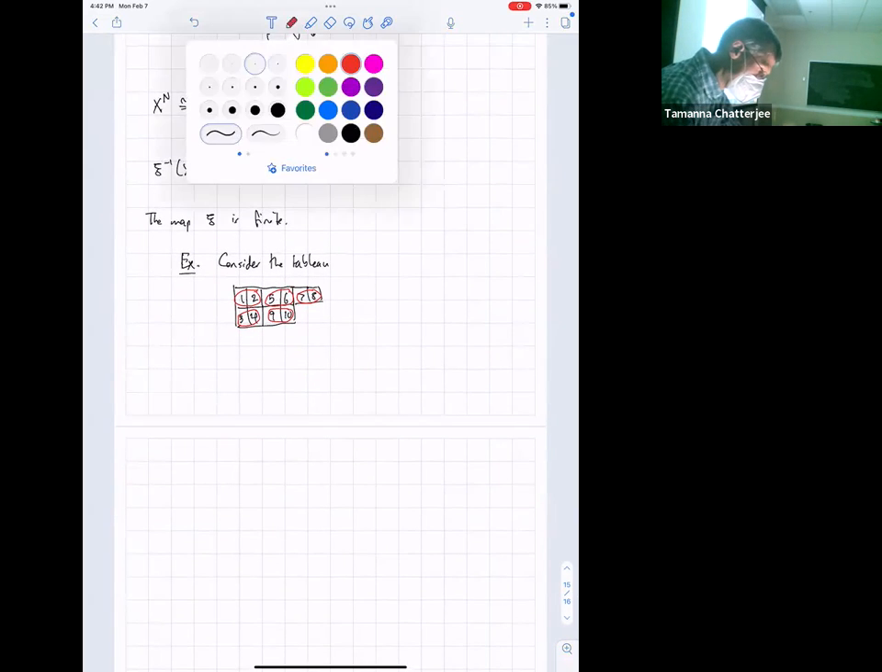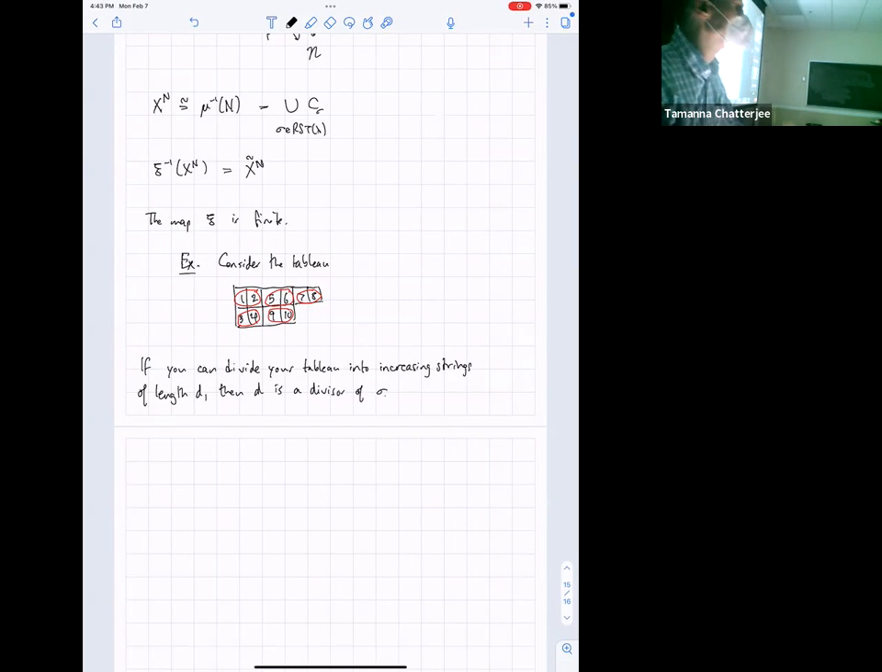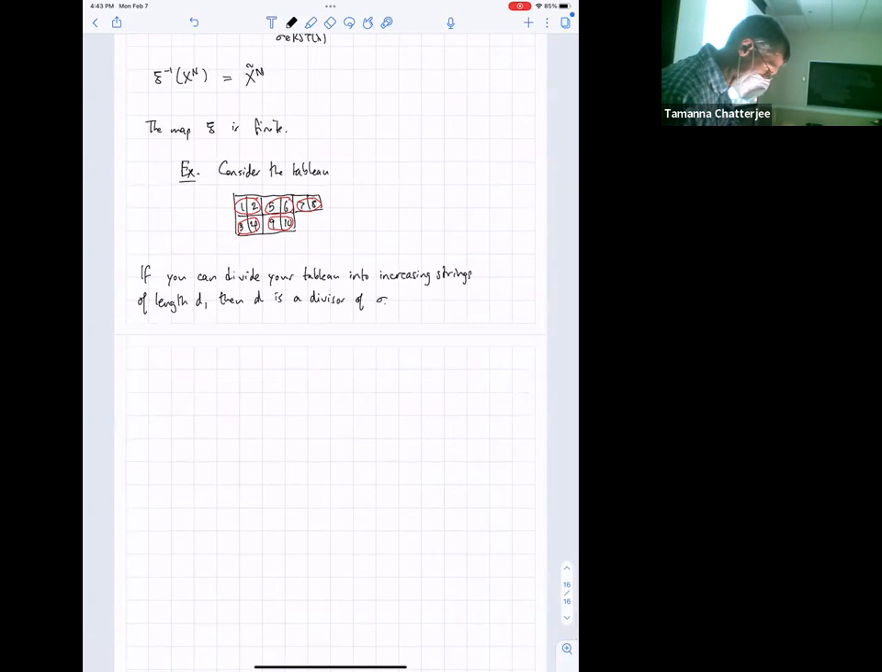So if you can break your tableau, or divide your tableau, into increasing strings of length d, then d is the divisor of the tableau. And so let's let d sigma be the maximal divisor. Obviously, if 6 is a divisor, then 3 is a divisor too, the way I've defined it. So there's got to be a maximal divisor. So let d sigma be the maximal.